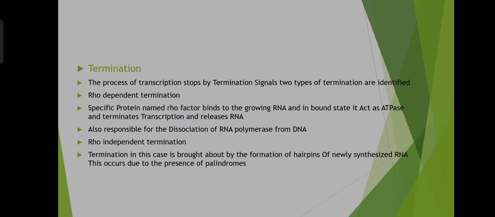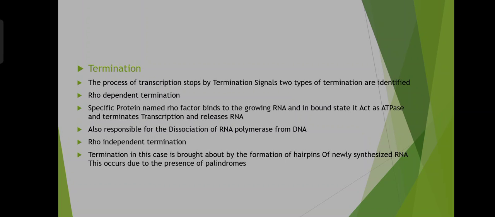The process of transcription stops by termination signals. They are of 2 types: rho dependent termination and rho independent termination. In rho dependent termination, a specific protein named rho factor binds to the growing RNA, and in the bound state it acts as an ATPase, terminates the transcription and releases the RNA. It is also responsible for the dissociation of RNA polymerase from DNA.